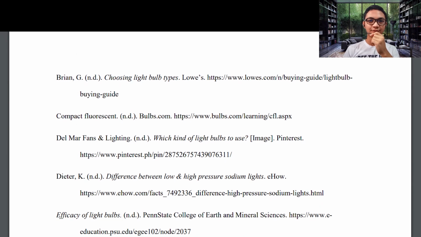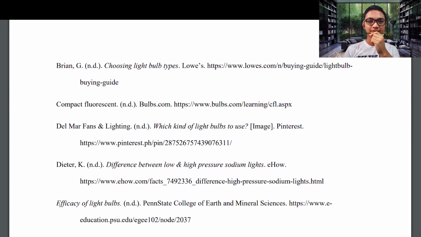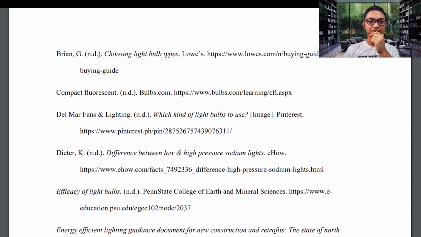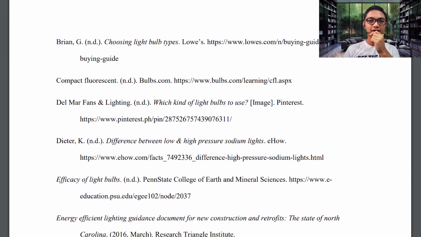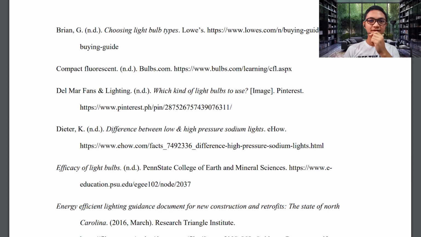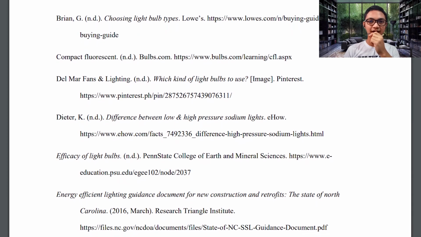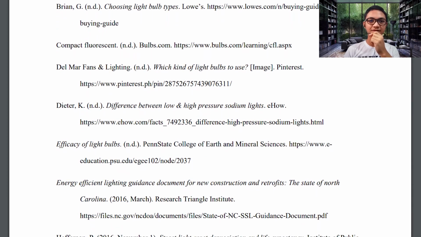You've reached the end of our presentation. Congratulations! In this video, we've discussed the following. Number 1. Lighting systems and its types. These were general, task, and accent lighting systems.